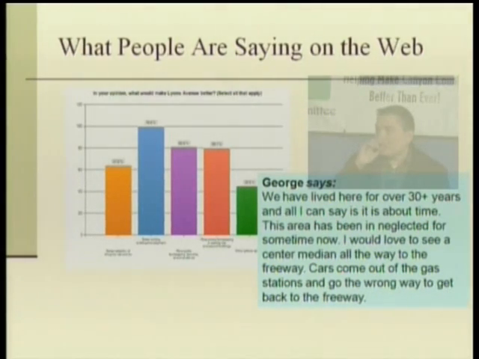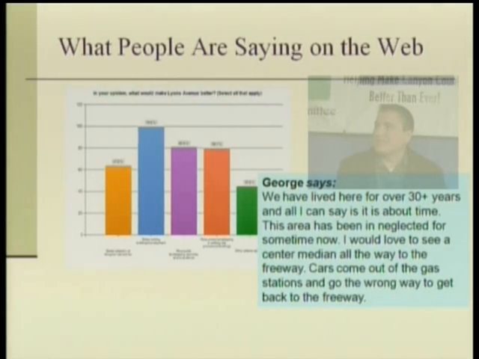So this is just an example of some of the survey results. And you can read here what George has to say. He's lived here for over 30 years, and he's pretty happy that we're doing this project. And what I thought was really interesting about the comment that he made was that he would love to see center medians all the way up to the freeway. Well, our city is already working on that, and those medians are just about complete. So he made this comment back in May.